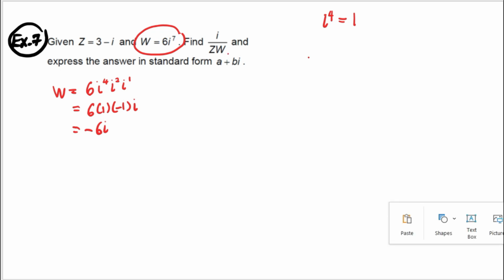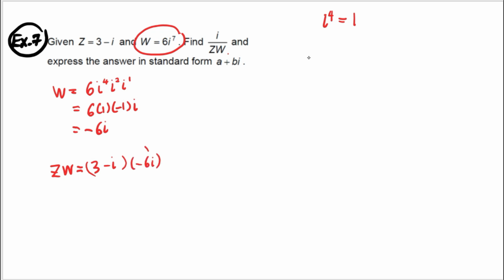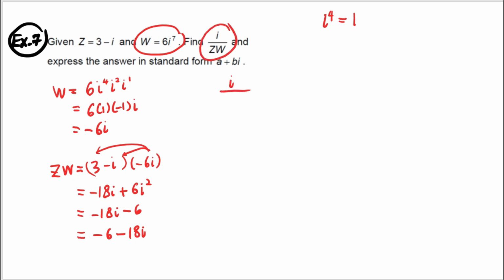And we know that at the denominator we want to find ZW. So for ZW we just need to multiply 3 minus i with negative 6i. So you multiply this inside here. We'll have negative 18i plus 6i square, but i square is actually negative 1, so minus 6. We usually write the real part first, so negative 6 minus 18i. So that is ZW. Now we want to solve this one, we want to find i over ZW.